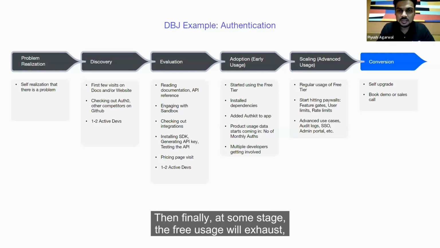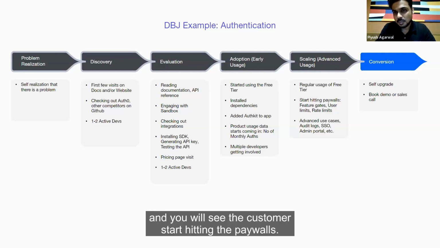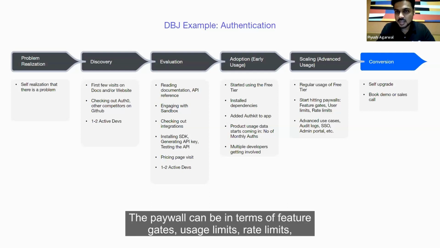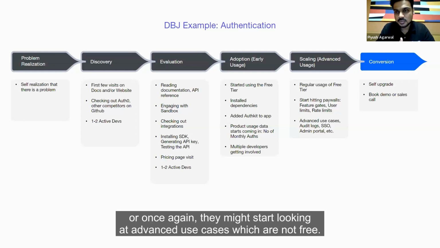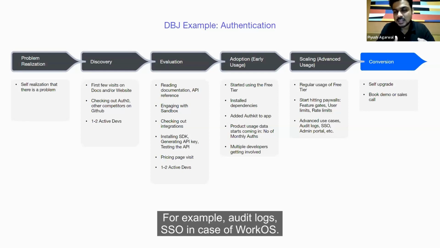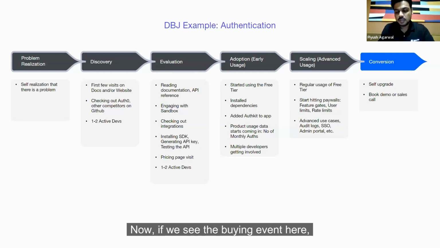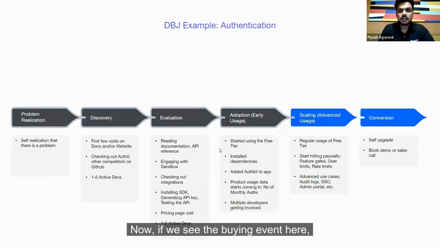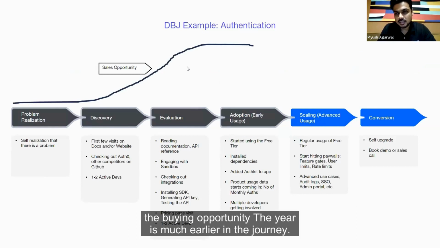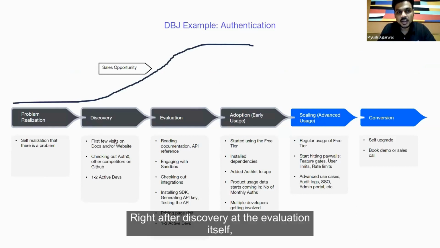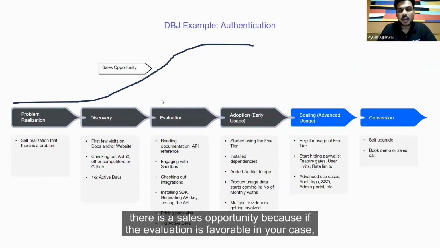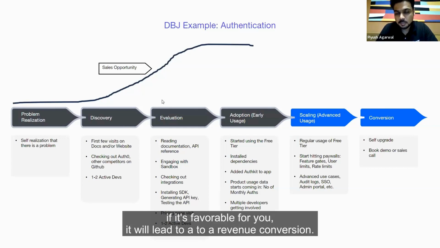And then finally, at some stage, the free usage will exhaust, and you will see the customer start hitting the paywalls. And the paywall can be in terms of feature gates, usage limits, rate limits, or once again, they might start looking at advanced use cases which are not free. For example, audit logs, SSO in case of WorkOS. Now, if we see the buying event here, the buying opportunity is much earlier in the journey. So right after discovery, at the evaluation itself, there is a sales opportunity, because if the evaluation is favorable for you, it will lead to a revenue conversion.